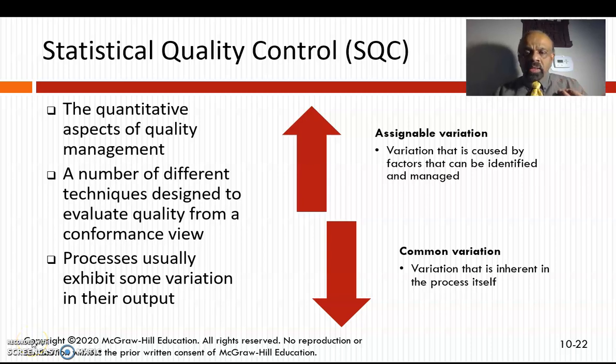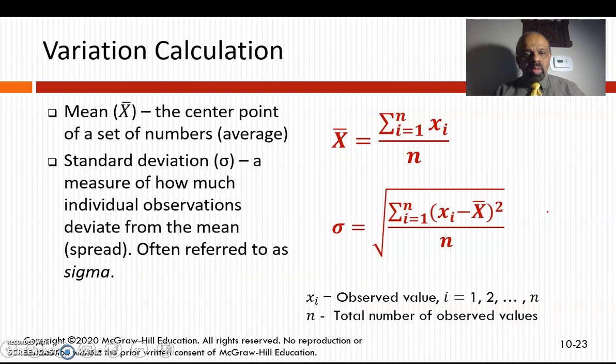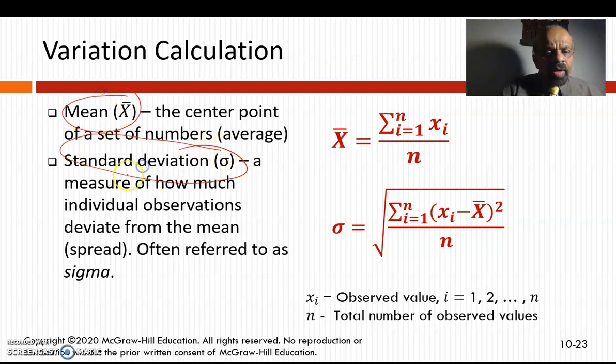So the assignable variation and the common variation is what we discussed, and we're going to go to the next slide, which is going to be how do you calculate the variations. This is something that you have done already. You know what is a mean and you know what is a standard deviation. You have done this before. And sigma is often referred to as the standard deviation, and it measures how much observations deviate from the mean.